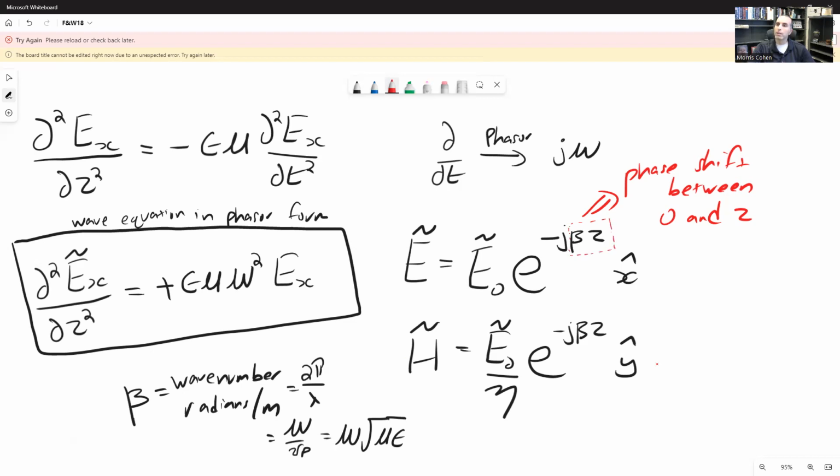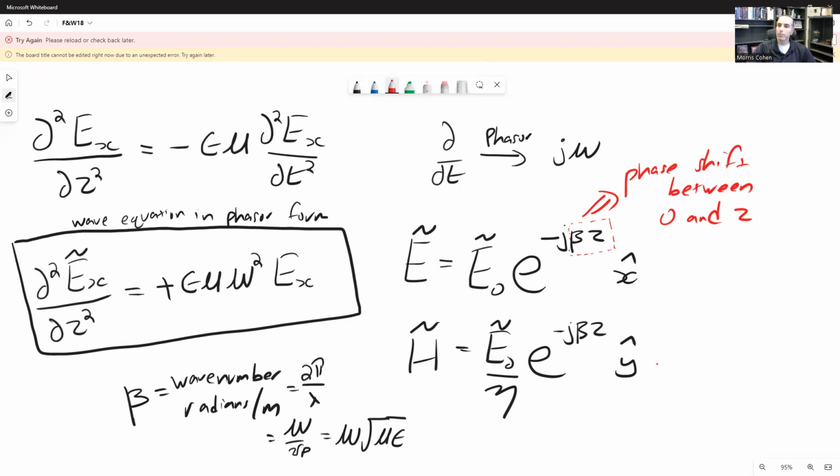That's how much we're going to rotate it. And that accounts for the delay time, the fact that the wave is going to arrive 1 meter in the z direction, at z equals 1, later than it arrived at z equals 0. That's basically accounted for as a phase shift.